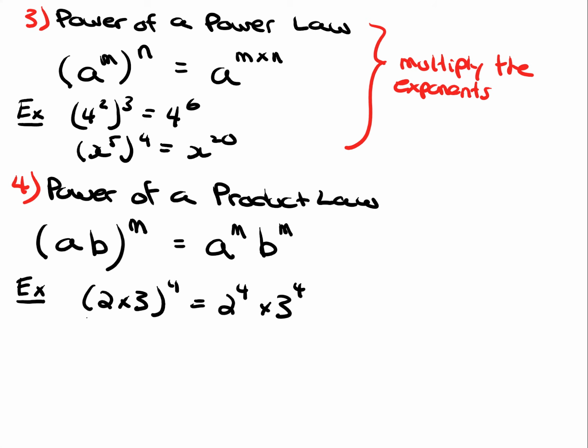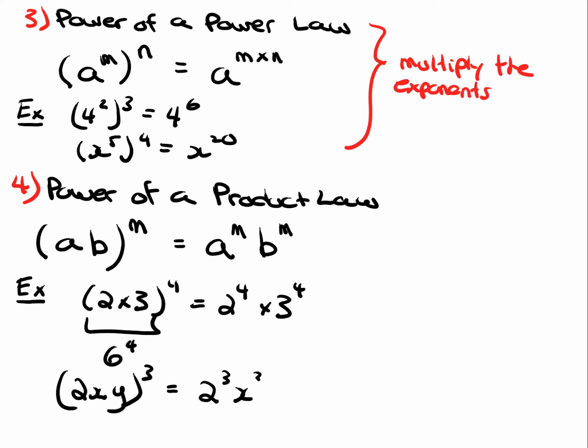I mean, you could obviously just simplify this as 6. 2 times 3 is 6, and then express that to the power of 4, but this law becomes a lot more useful when you don't have such simple numbers like 2 times 3, or if you have a variable. For instance, I could have something like 2x times y to the power of 3, and then I would have to express this as 2 to the power of 3, x to the power of 3, and y to the power of 3, or 8x to the 3, y to the 3. So that's how the power of product law works.